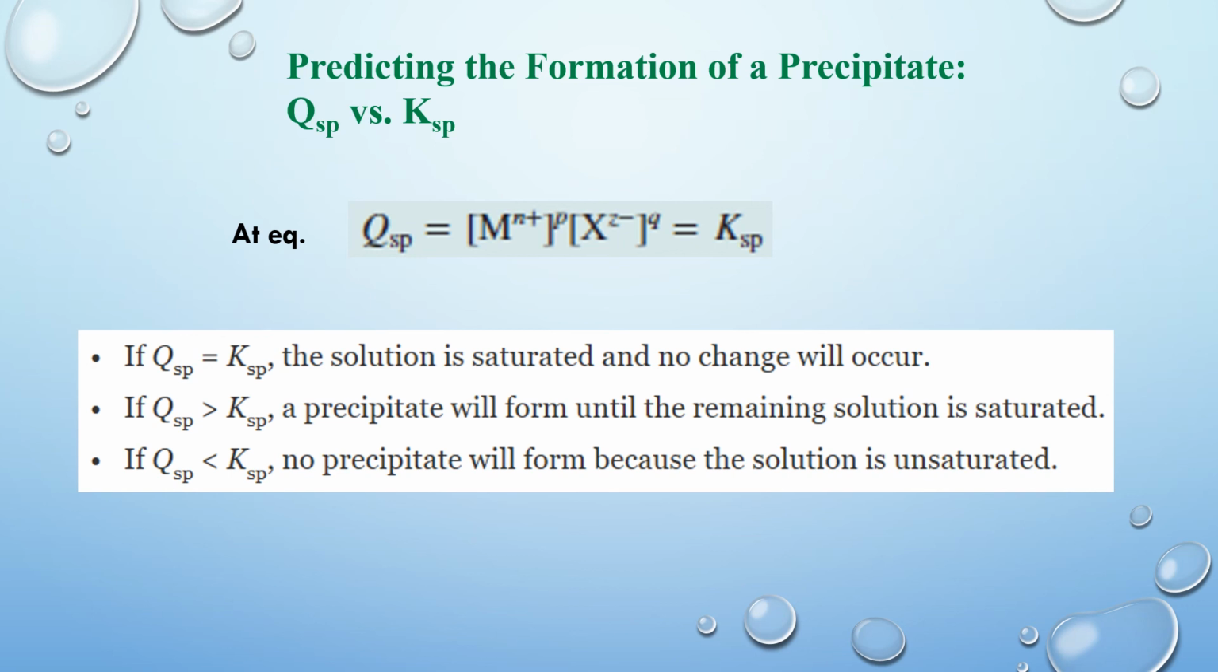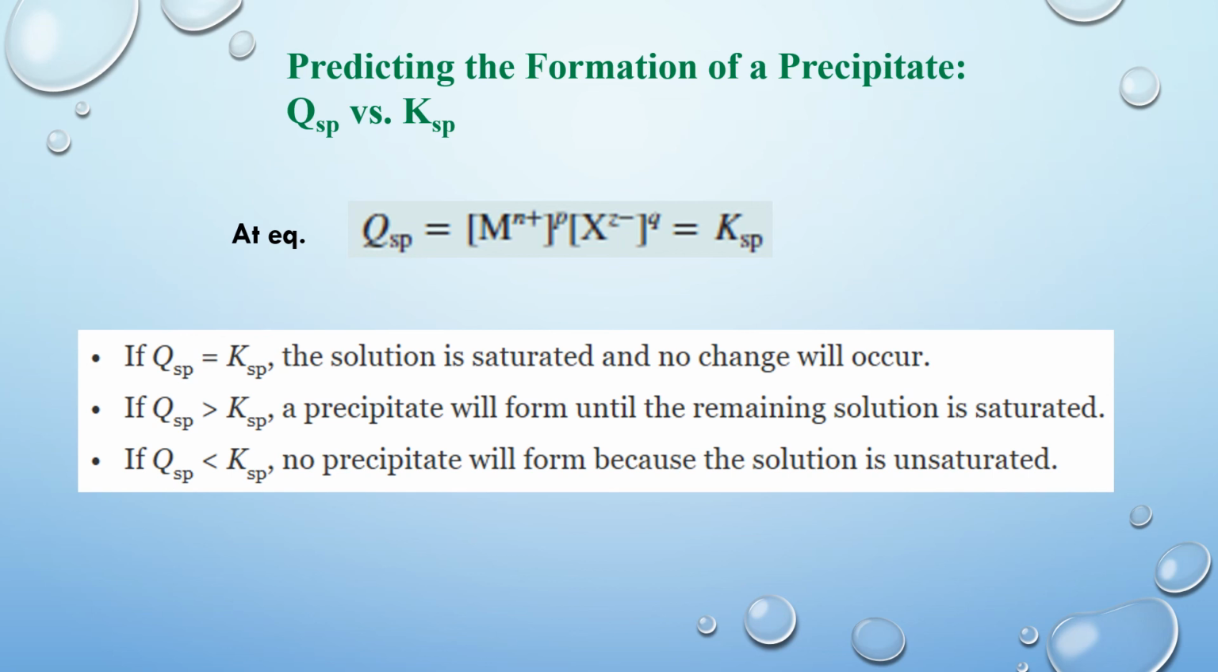And the answer is yes. We can compare the Q value with the K value. We know that at equilibrium, Qsp is equal to Ksp, meaning that the forward reaction rate is equal to the reverse reaction rate. So overall, there's no change.